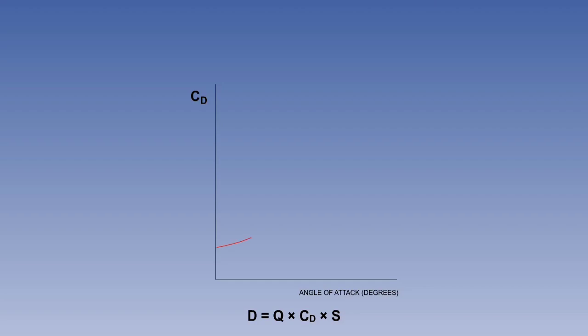Drag is the product of dynamic pressure, drag coefficient, and surface area. The drag coefficient, CD, being the ratio of drag per unit wing area to dynamic pressure. If the CD of a representative wing were to be plotted against angle of attack, alpha, the result would typically be a curve as shown on the screen.